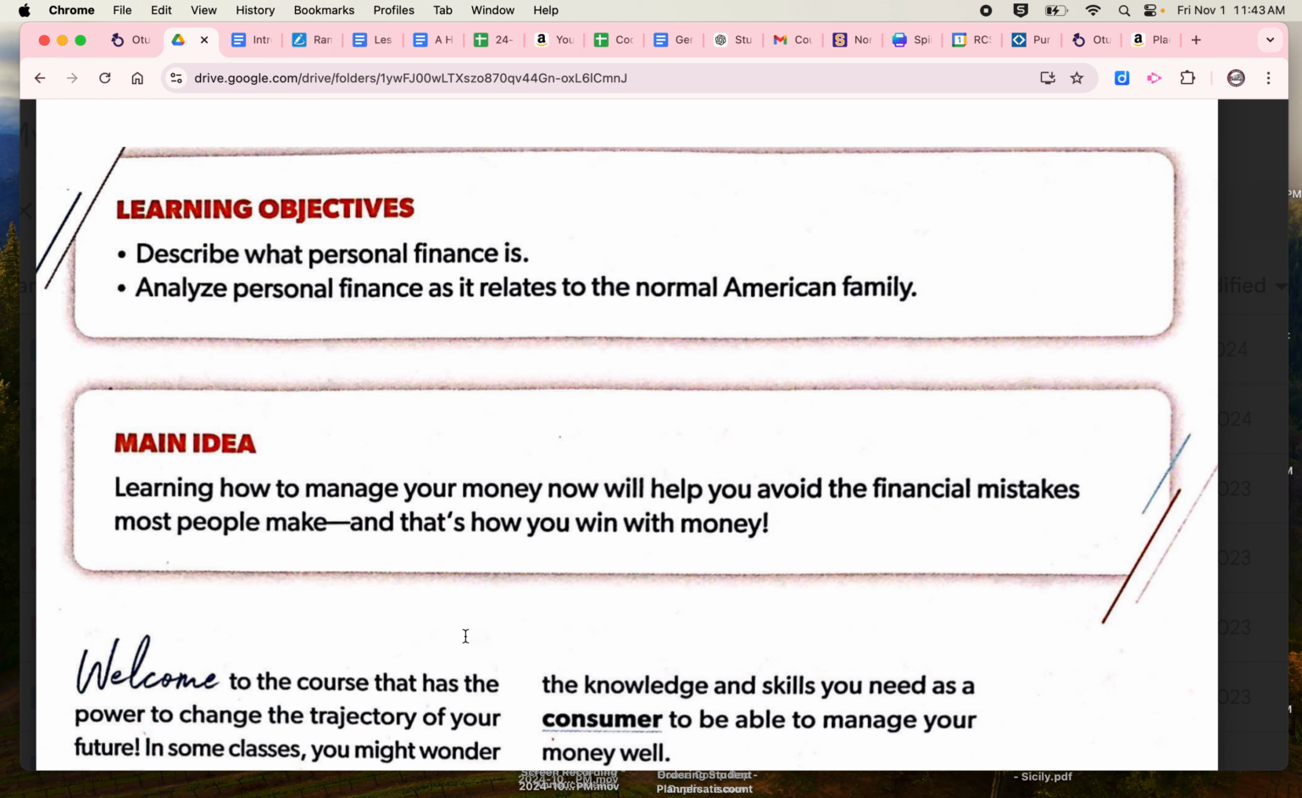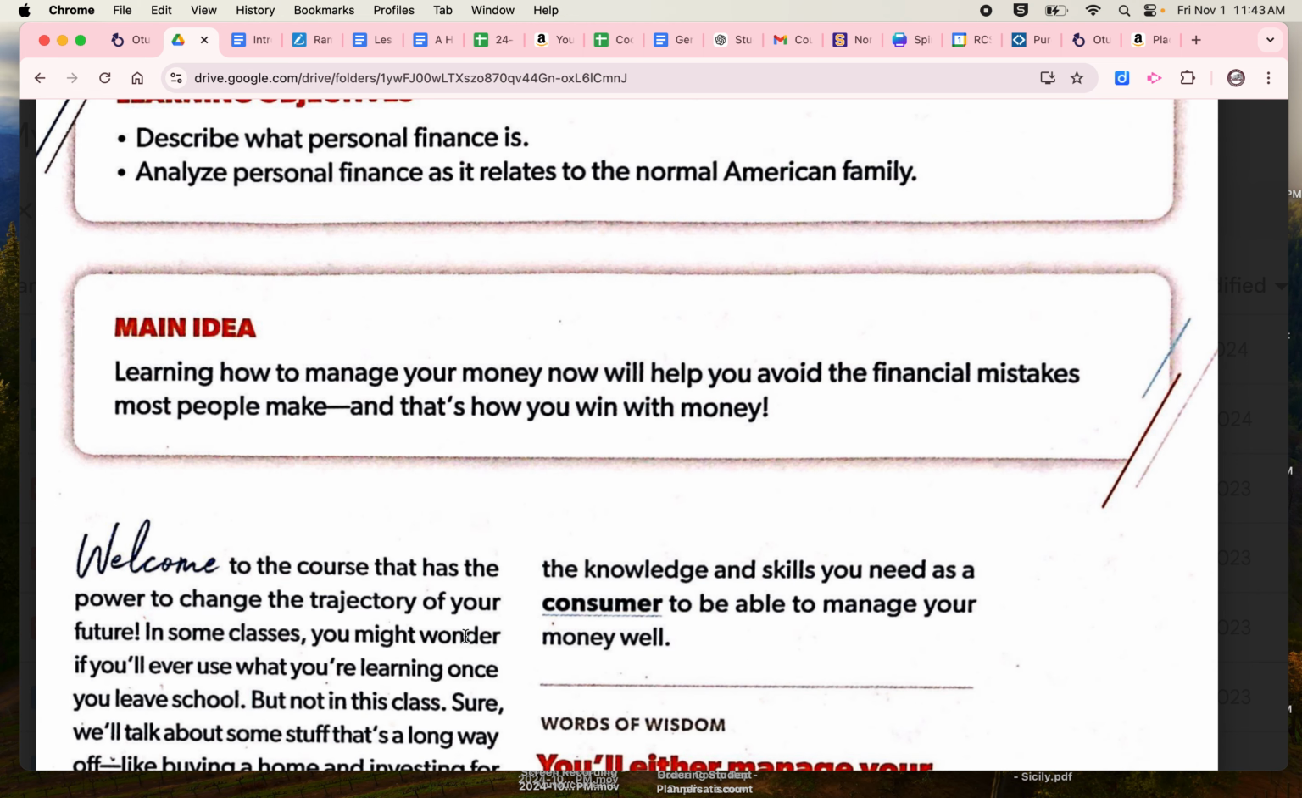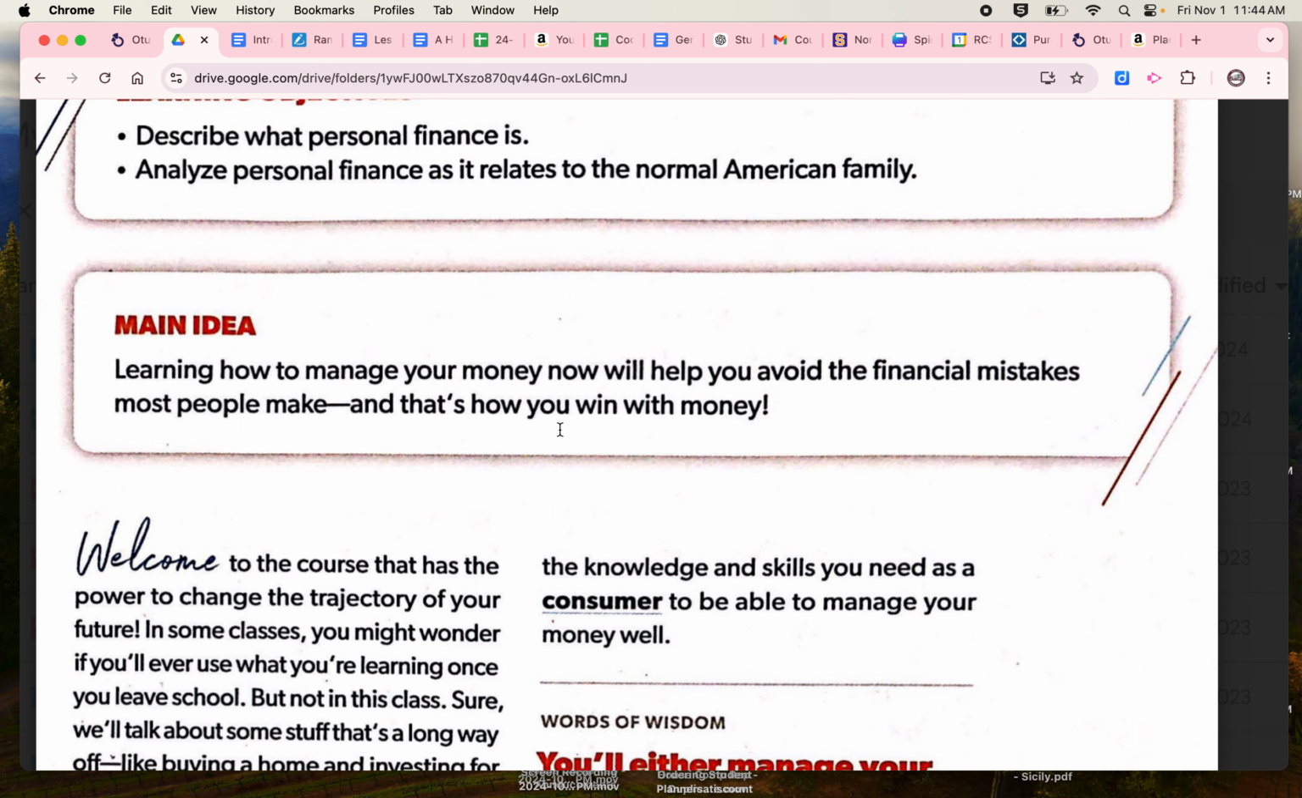So our main idea, again, from yesterday: learning how to manage your money now will help you avoid the financial mistakes most people make. The large majority of people in the United States don't manage their money well, and you can avoid a headache, heartache, and financial setback by learning good habits and good principles to win with money. So the main idea, we want you to win with money in the future.